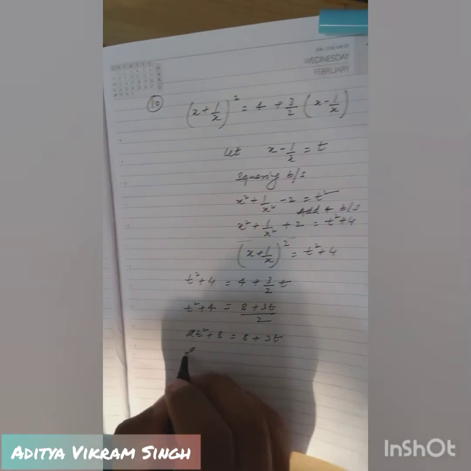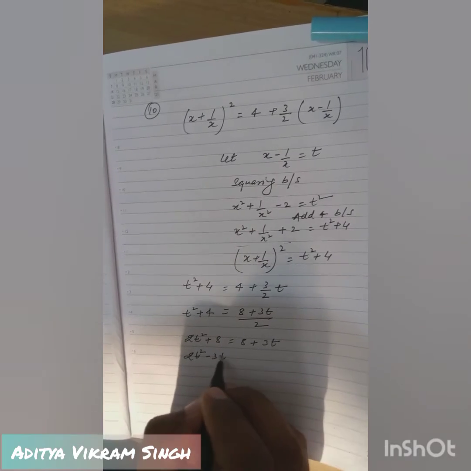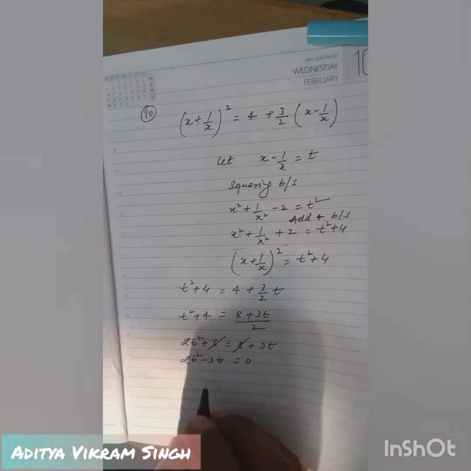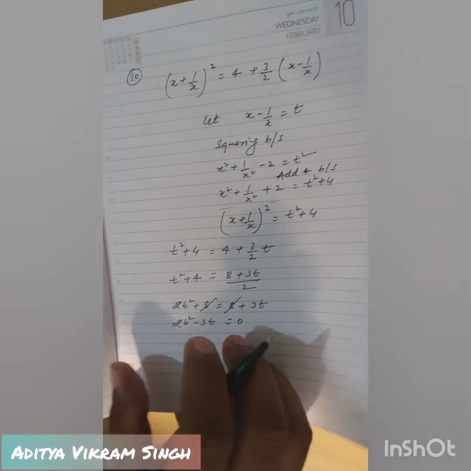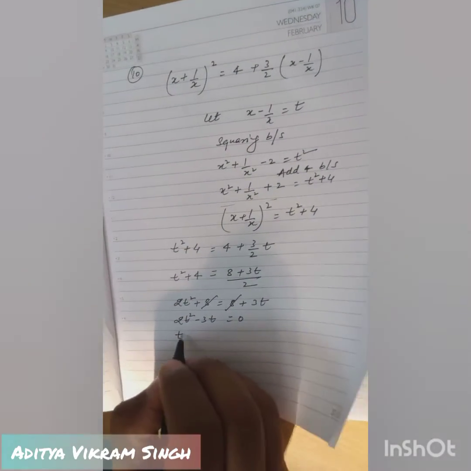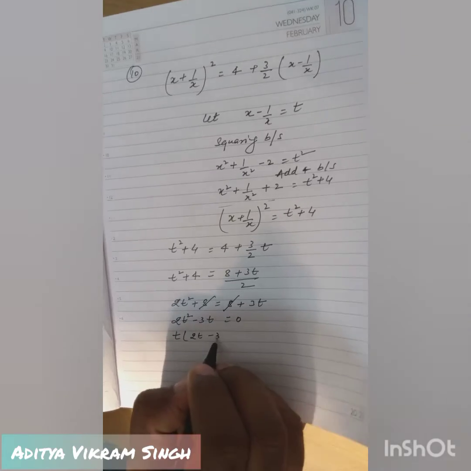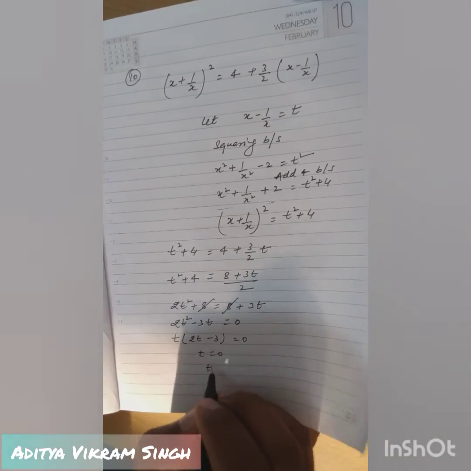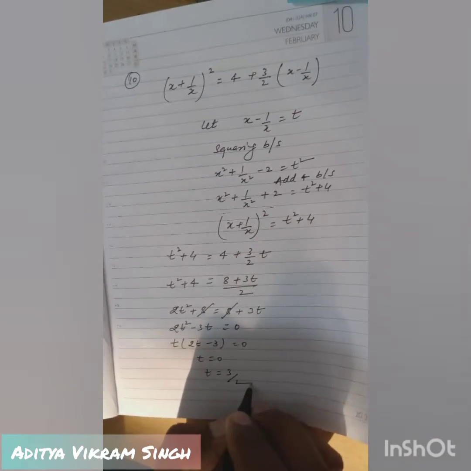Okay, if we just move this, it becomes 3t, and this 8 and 8 will get cancelled out. We just take t common, we are left with 2t minus 3, which is equal to 0. So either t is equal to 0 or t is equal to 3 by 2.